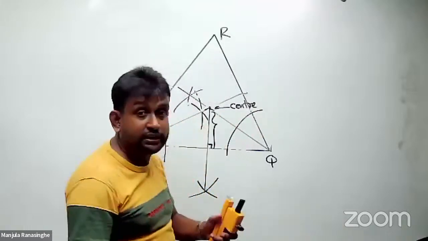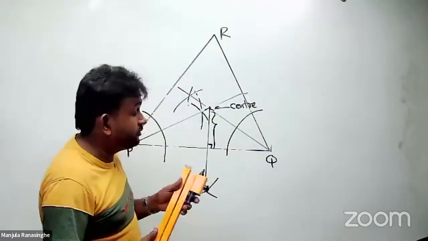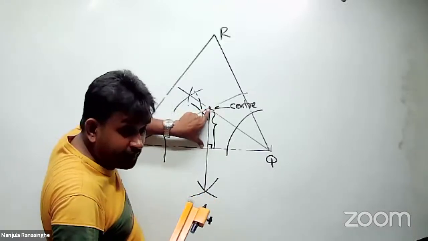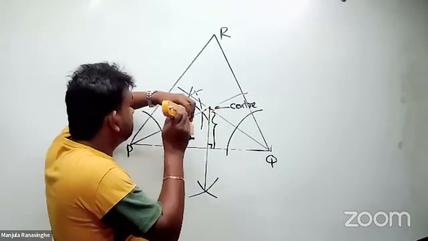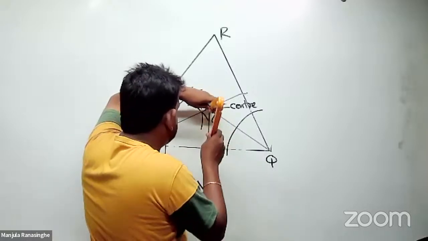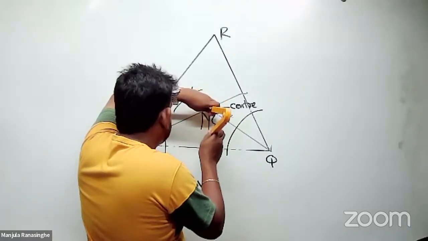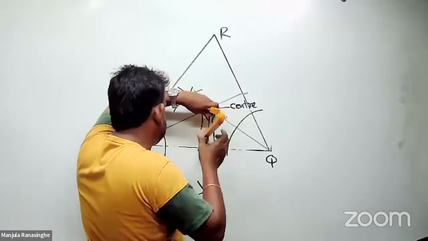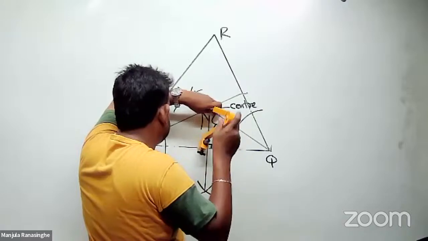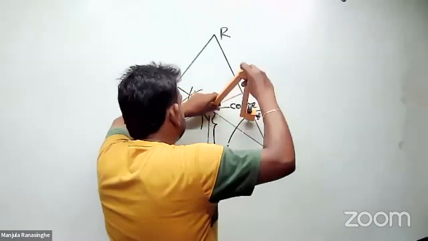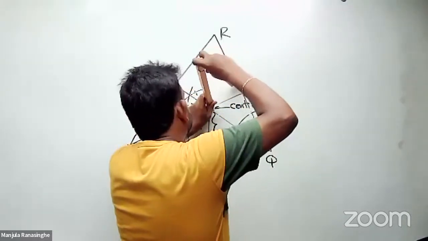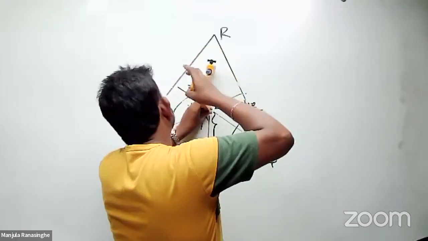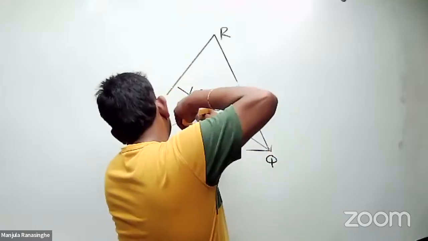Then I take the compass, and this is the center of my circle, and that shall be the radius. I keep the center here, make this the radius, and draw the circle. See there, I draw the circle here. It shall pass through this.